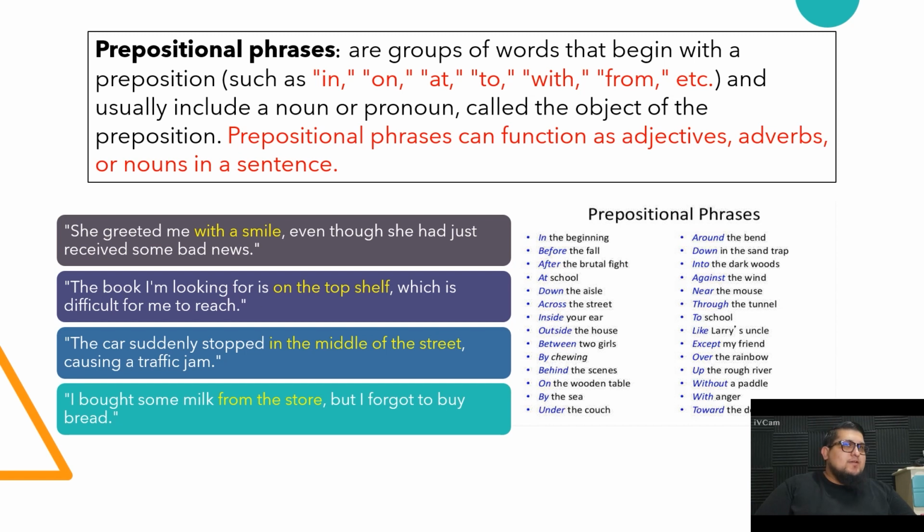Prepositional phrases are groups of words that begin with a preposition, such as in, on, at, to, with, from, etc., and usually include a noun or pronoun called the object of the preposition. A prepositional phrase can function as an adjective, adverb, or noun in a sentence. For example, she greeted me with a smile, even though she had just received some bad news.